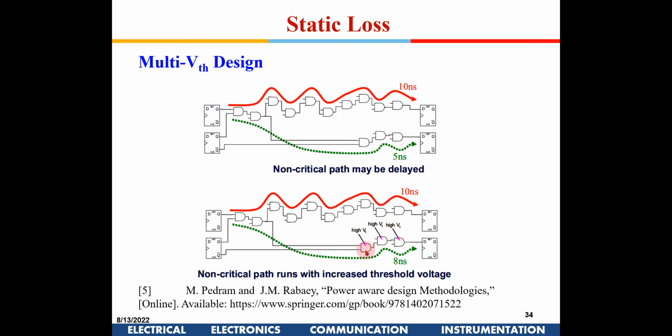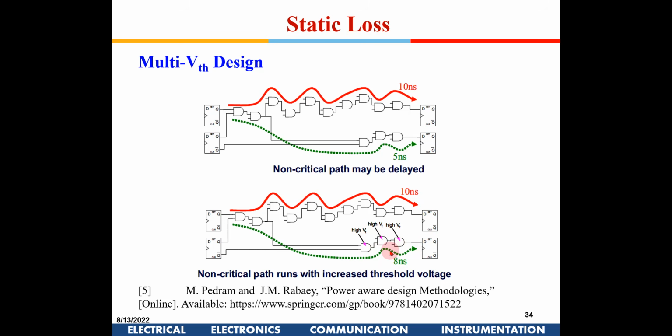Now also what we can do is, in the non-critical path, we can increase VT. We can use high VT devices, so that by increasing VT we can reduce the static leakage. Even this is employed in most of the modern day processors, where in the non-critical path we use high VT devices to reduce the static leakage. When you are designing circuits and if you want to bring down the overall power consumption, this option is also available with you.